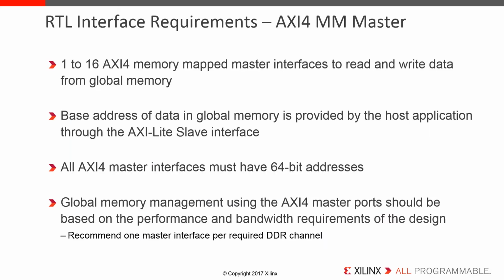The RTL kernel can have 1 to 16 memory mapped interfaces. The base address of the data in the global memory is provided through the AXI-Lite interface by the host application. The AXI master interfaces must all be 64-bit addresses, as the DDR memory can be large. In general, you'll want to minimize the number of memory mapped interfaces that the kernel uses. The decision on the number of AXI master ports will depend on the performance and bandwidth requirements of the design. The recommendation is to have one AXI master interface for each required DDR channel in the design.